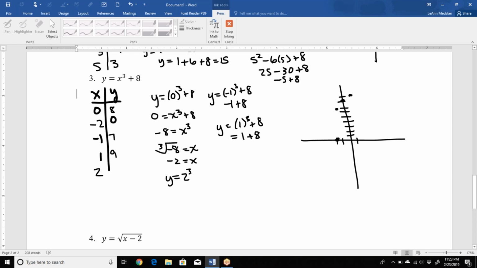So that would be 2 cubed plus 8. That's 8 plus 8. That's 16. So 10, 11, 12, 13, 14, 15, 16. And that would be for positive 2. Now, that kind of gives you a good idea of what the shape is here.